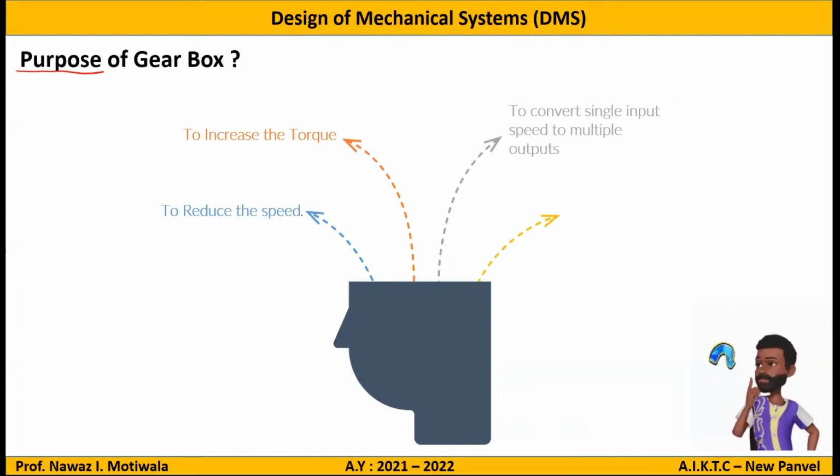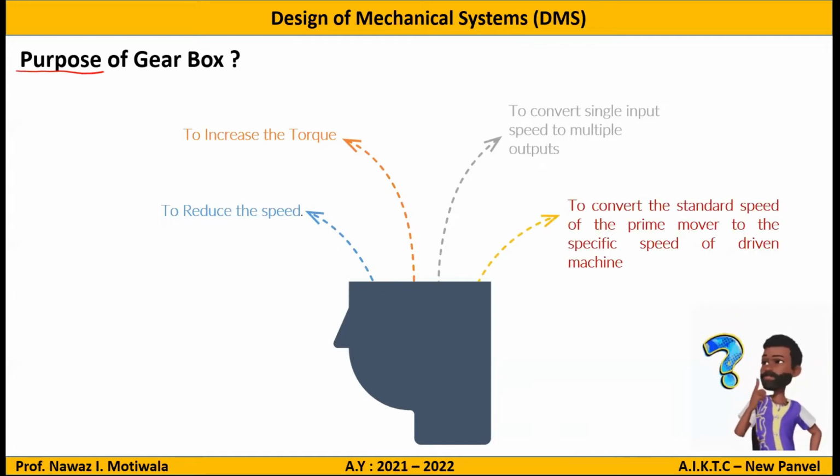So it is basically to convert a single input from a prime mover to multiple outputs. And then the last one we have is this one, to convert the standard speed of a prime mover to the specific need of a driven machine. Okay. So if we talk about automobiles, then the third point, convert speed into multiple output, that is valid. There are some elements you can see, it cannot go further beyond it.